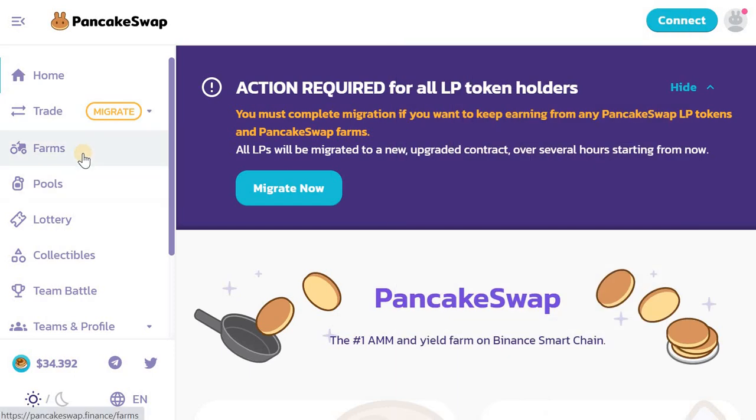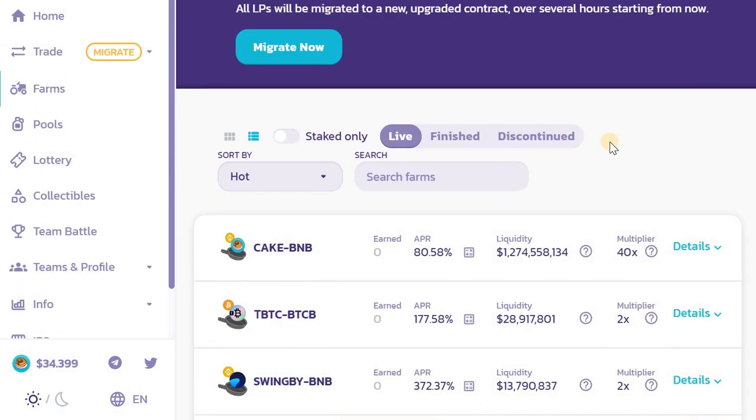We have to click on farms right here. Now, this is exactly how the farming platform will look. This is where you can farm using Pancakeswap. Now, there's something I need to tell you before you start farming. The advantage of farming is that you make money, passive income over time, but there is also a disadvantage of farming, and this disadvantage is called impermanent loss.